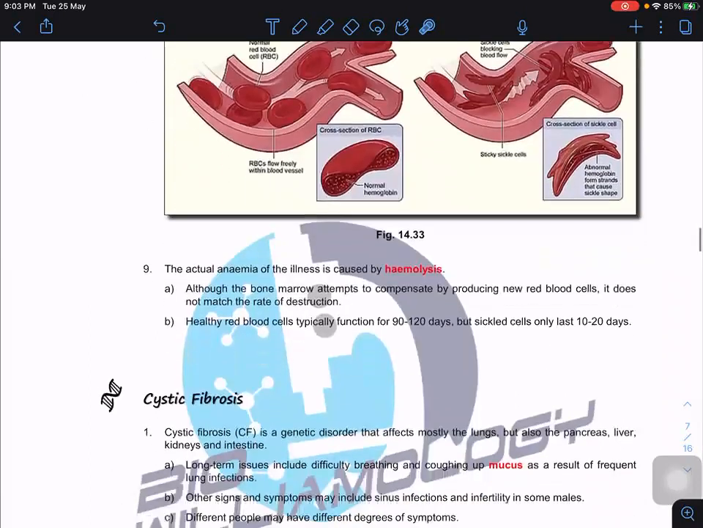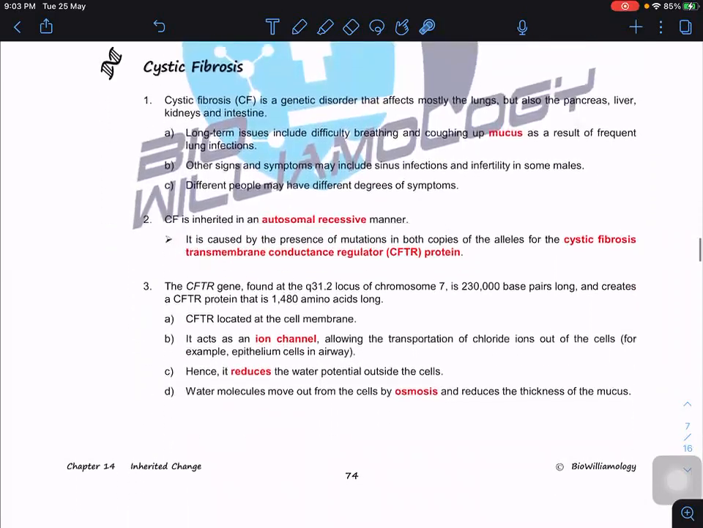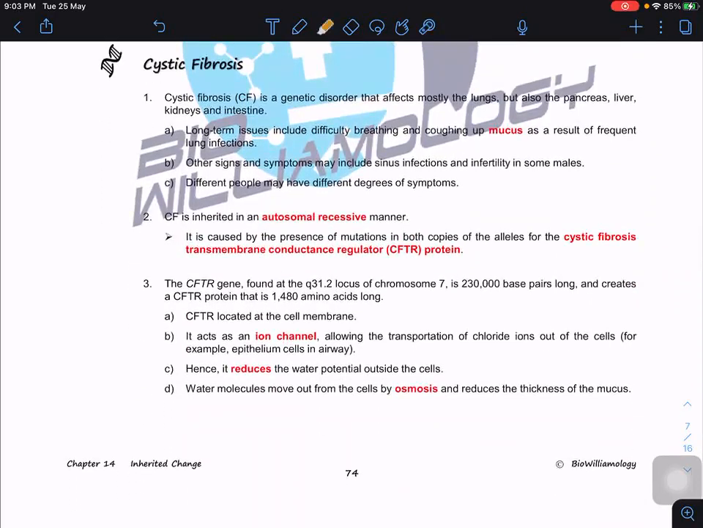Next, we're going to look at cystic fibrosis. Cystic fibrosis is an autosomal recessive disease. So what does autosomal recessive mean? It means that only a person with 2 copies of the recessive allele will get the disease.